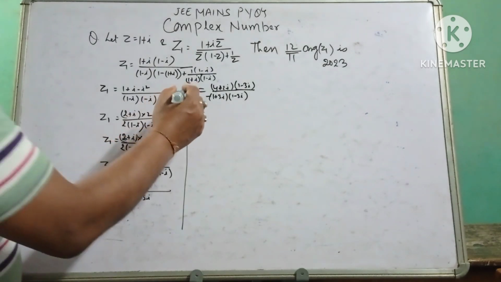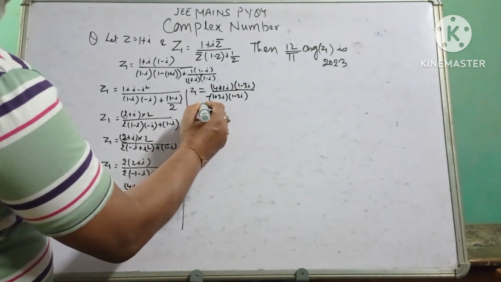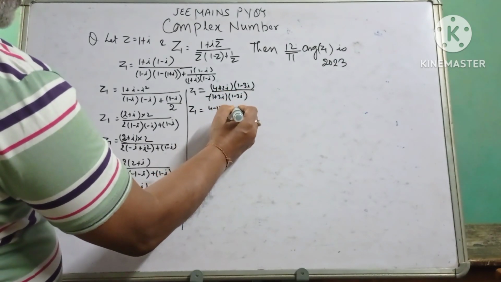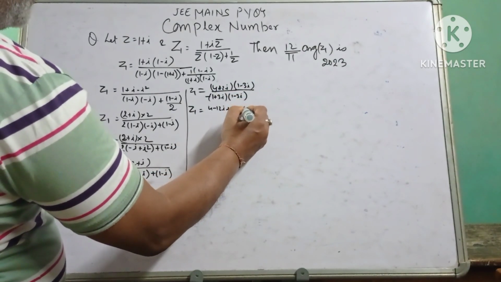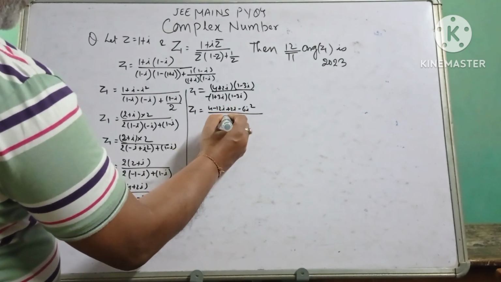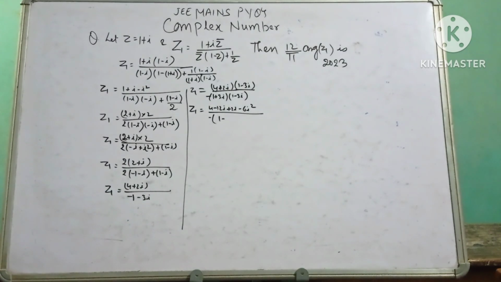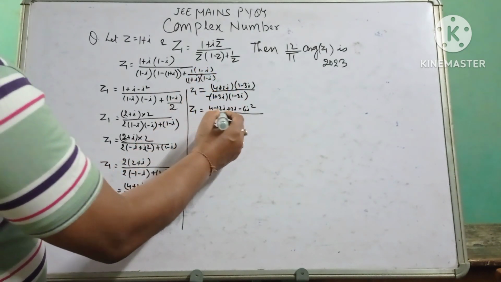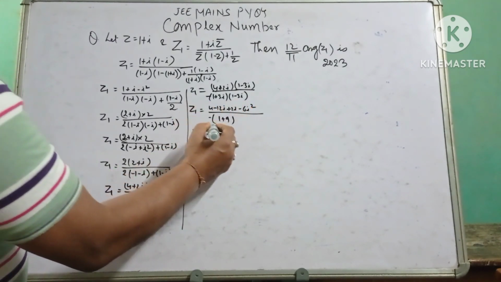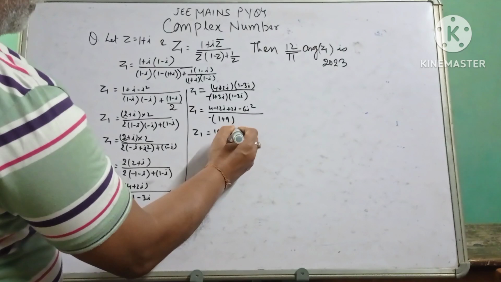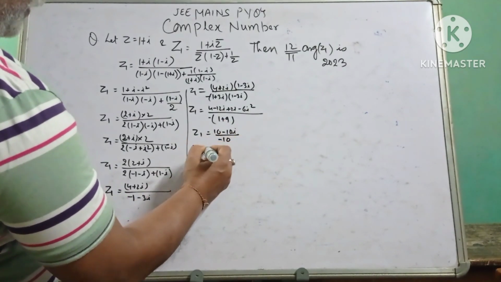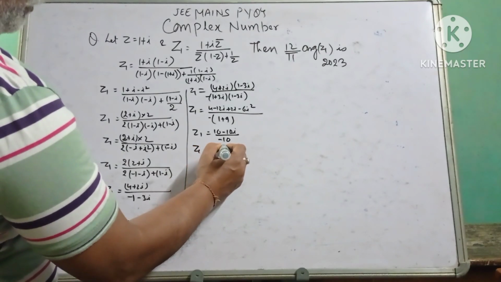In the numerator it will be the multiplication: 4 minus 12i plus 2i minus 6i square, and in the denominator it will be 1 minus 3i square, 9 i square minus i square plus 1, that will be plus 9. So here z1, this will be plus 6, 10 minus 10i by 10. So this comes out to be minus 1 plus i.